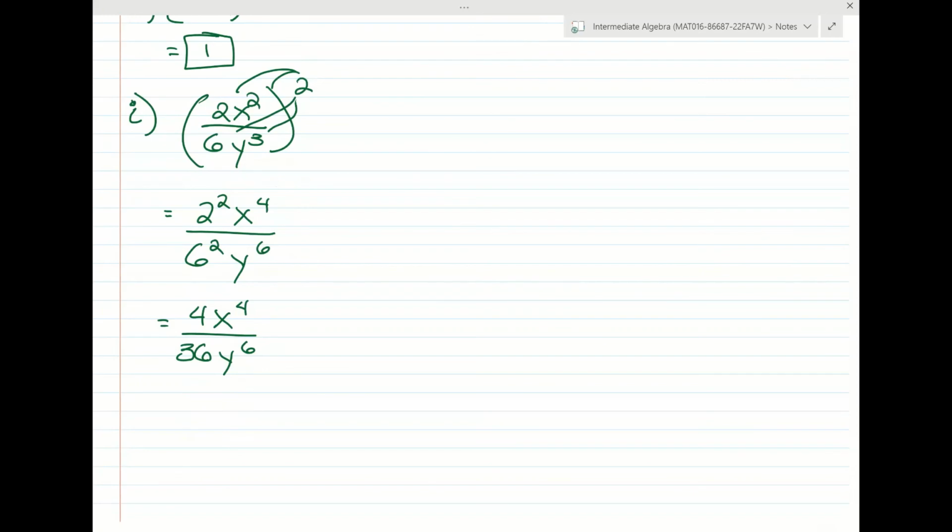Four over 36 is 1/9, right? We can write our answer as 1/9 times x to the fourth, y to the sixth. But a better way to write it would just be put everything on top over 9 y to the sixth.